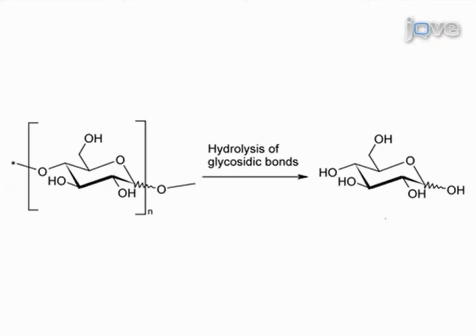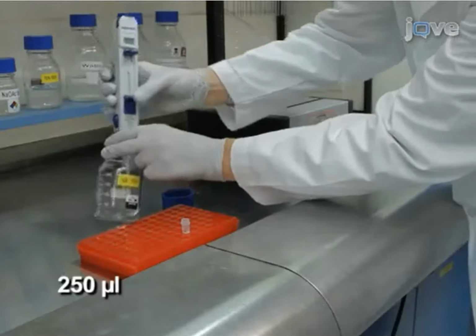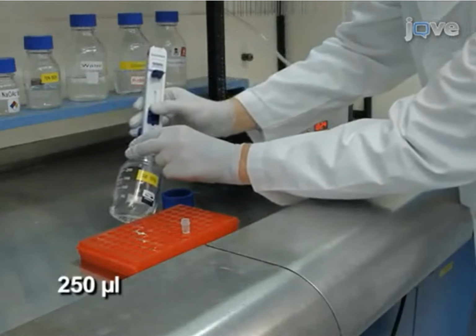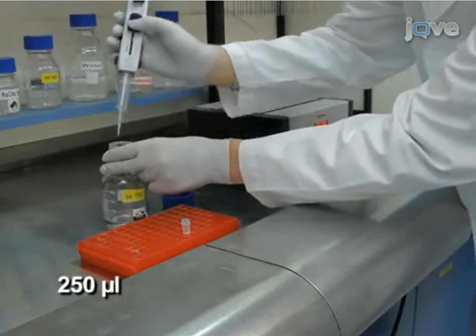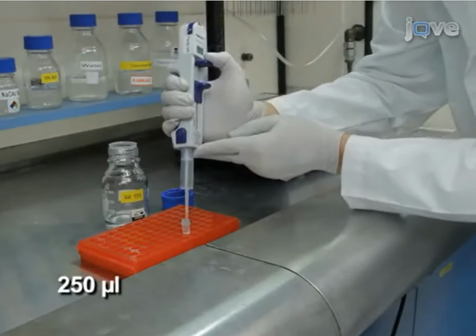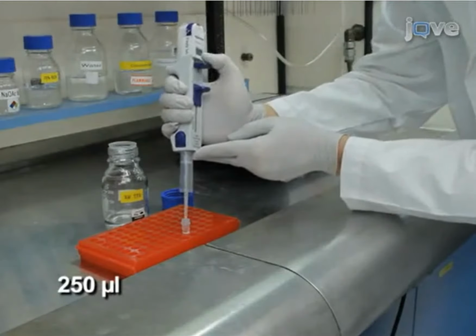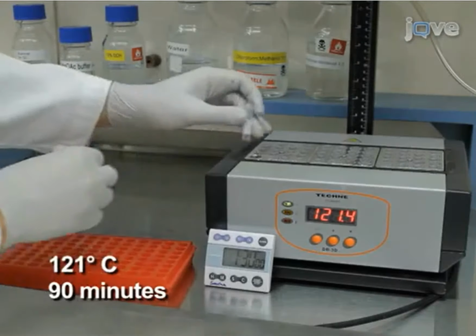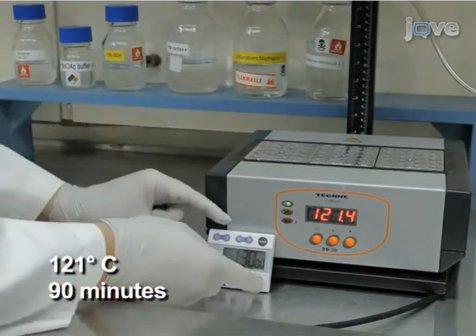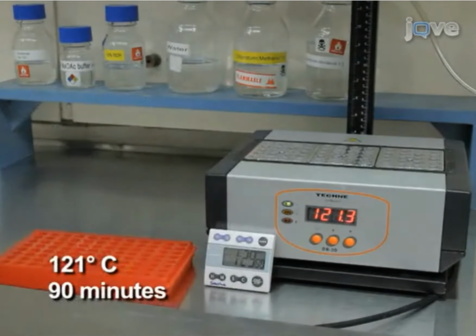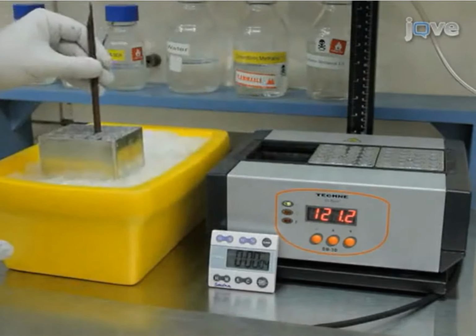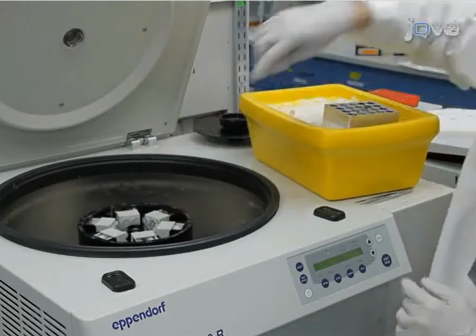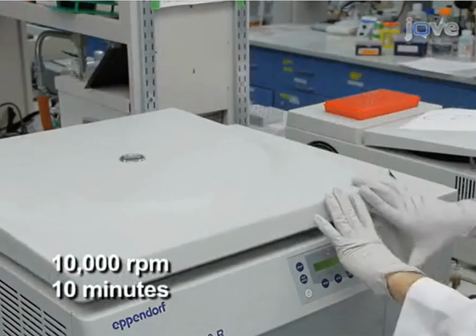Next, perform weak acid hydrolysis. Carefully add 250 microliters of 2 molar trifluoroacetic acid, or TFA, to each sample, making sure no material is splashed up onto the tube walls. Cap the tubes tightly and incubate at 121 degrees Celsius in a heating block for 90 minutes. Then, cool the heating blocks and samples on ice and centrifuge the tubes at 10,000 RPM for 10 minutes.